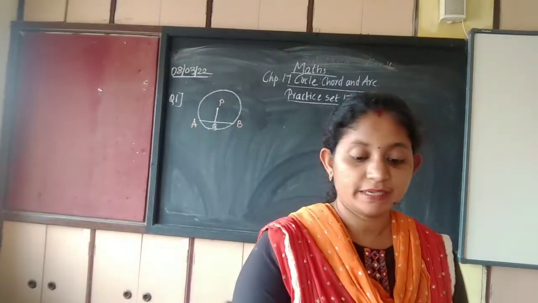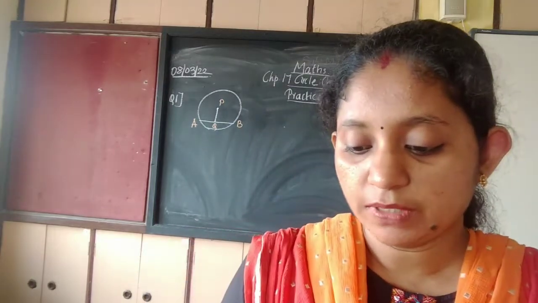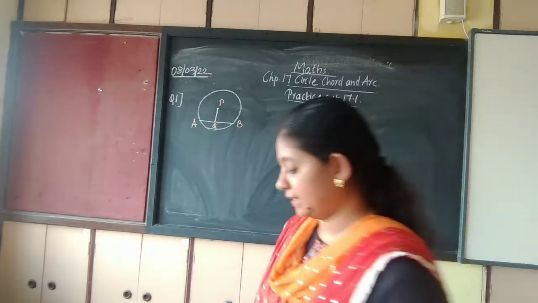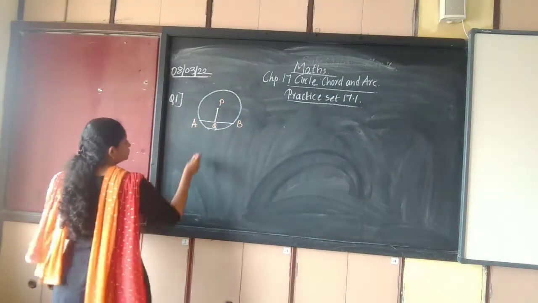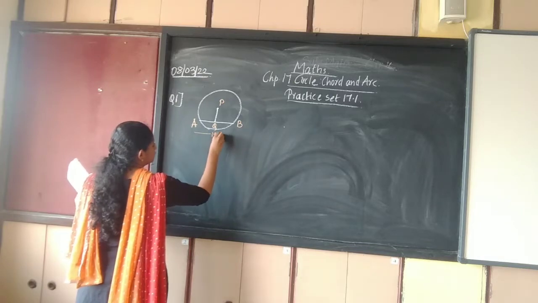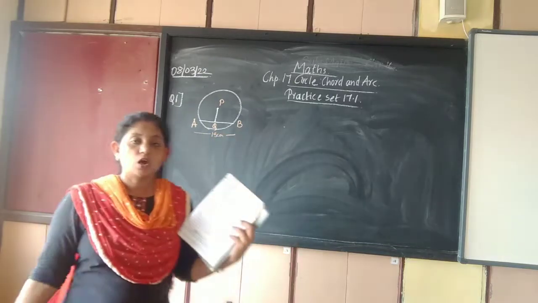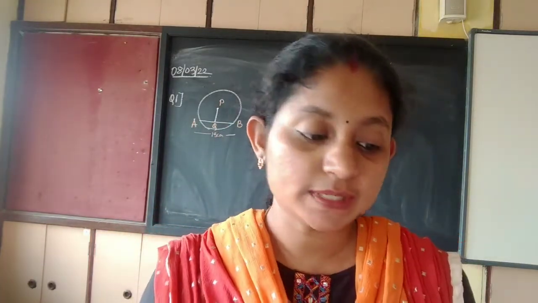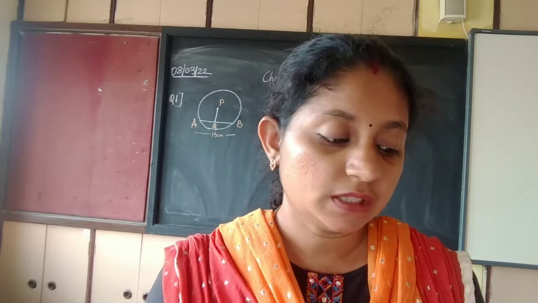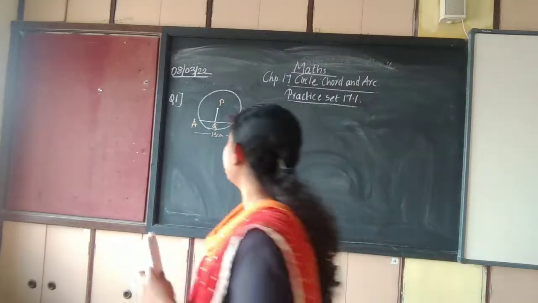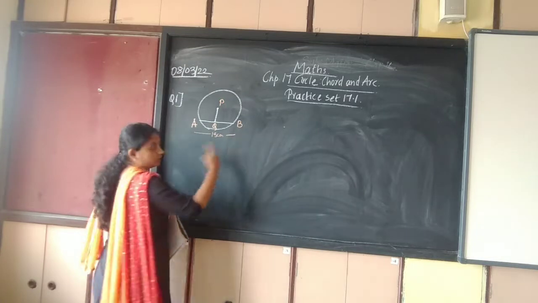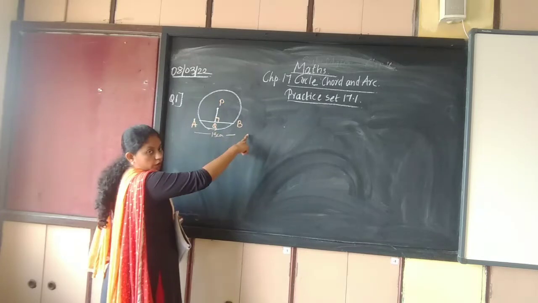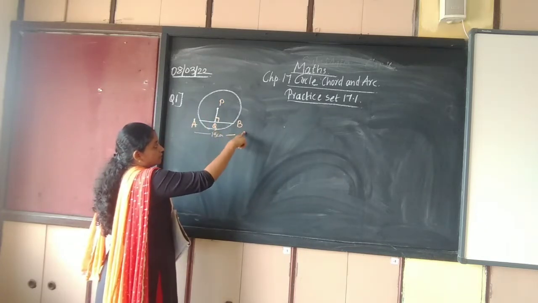In question number 1, let's see. In the circle with center P, chord AB is drawn of length 13 cm. So what is given with chord AB? This full entire AB is 13 cm. What else is given here? Segment PQ is perpendicular to chord AB. Then find QB. Here the entire chord measurement AB is 13 cm, and PQ is perpendicular to chord AB. What will be the measurement of QB?